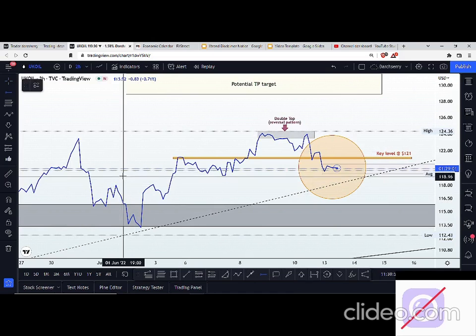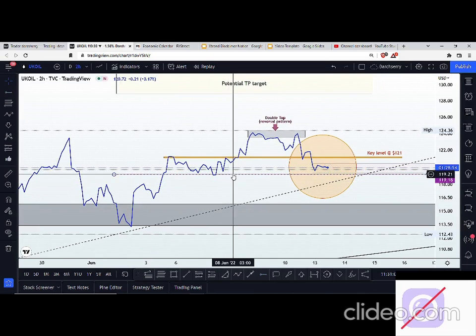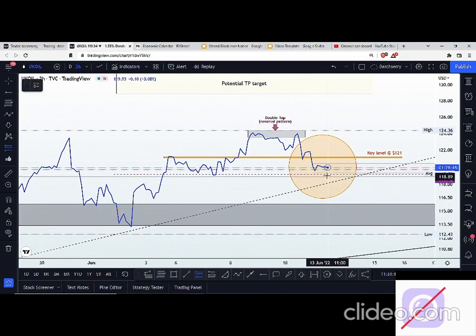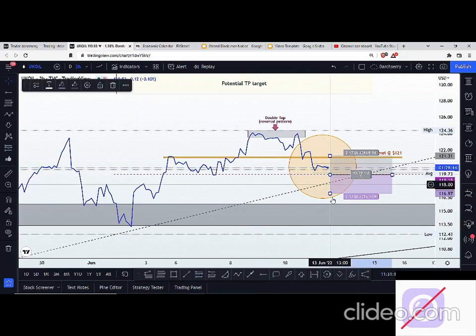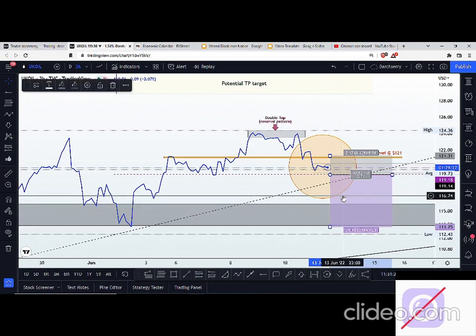So personally for me, I will suggest that we do an outright entry at $119.20, with a sell position that looks more like this. Give me a moment. We have a sell position that looks more like this, and then we could have our take profit target for the meantime at $113.